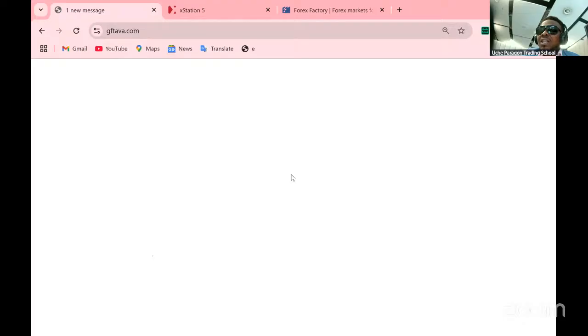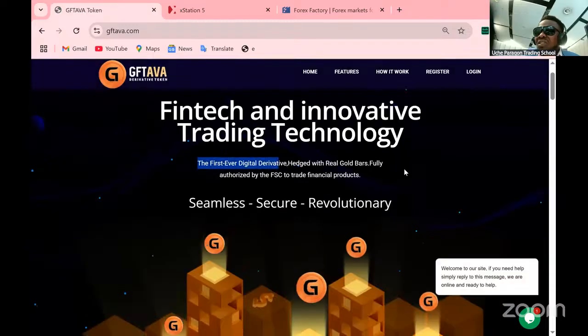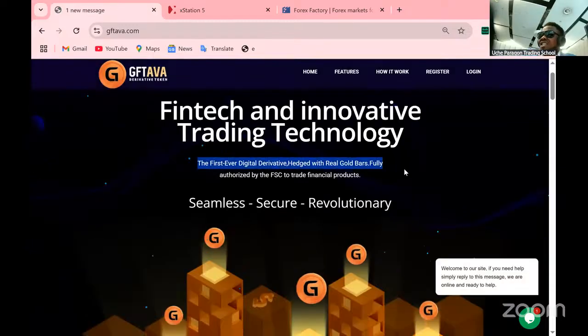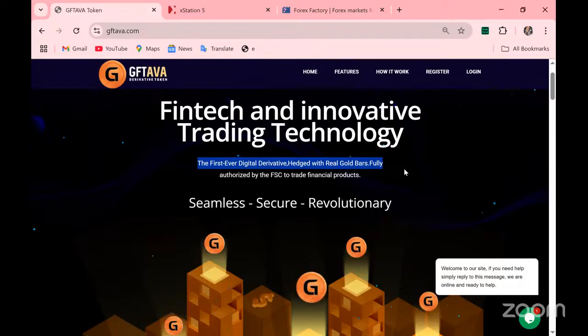GFT Ava hedge with gold. Now, only gold on GFT Ava has gone 26%. Some of you are still struggling to even gain 10% on your derivative. Only that one alone has gone 26% this year. Just that. It just flew. What's the minimum amount you can invest on GFT Ava? $100.